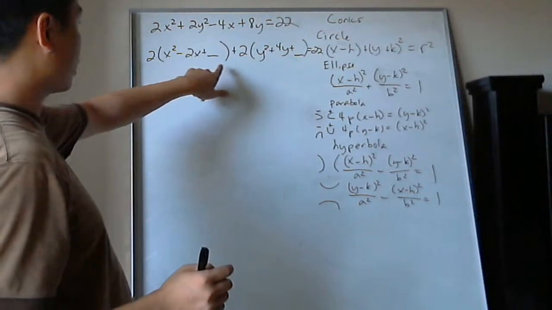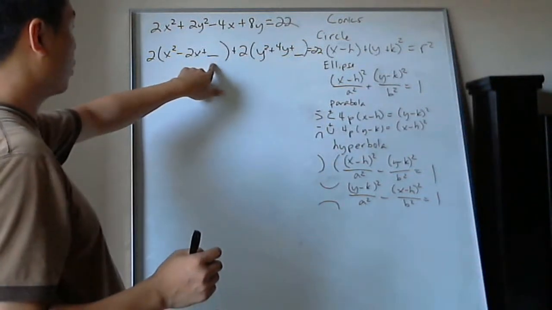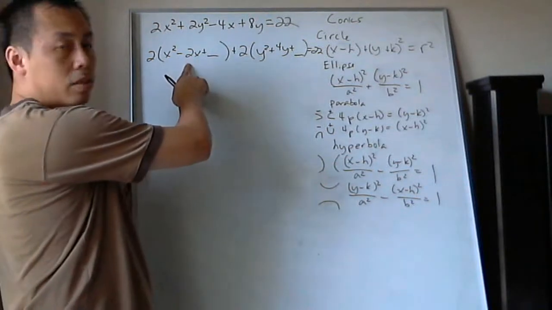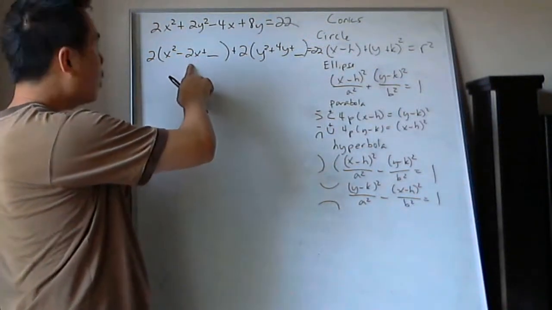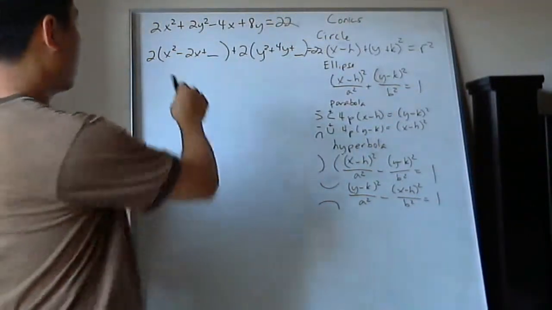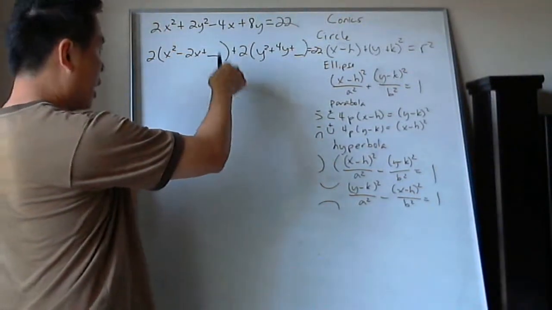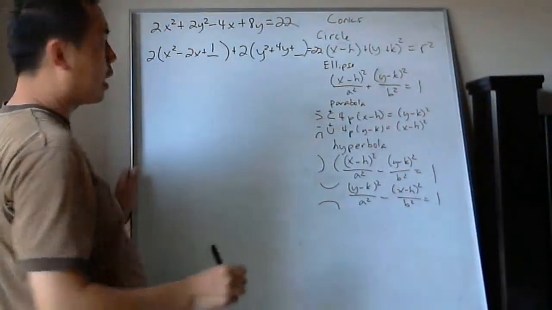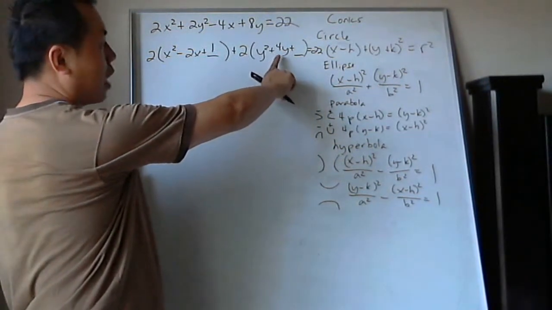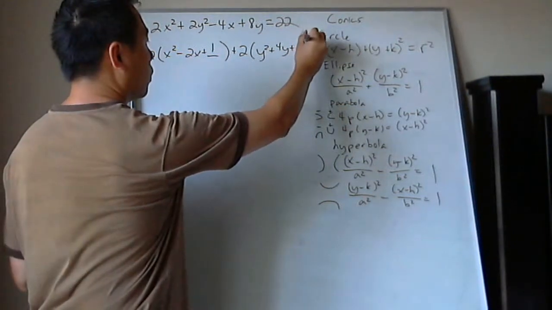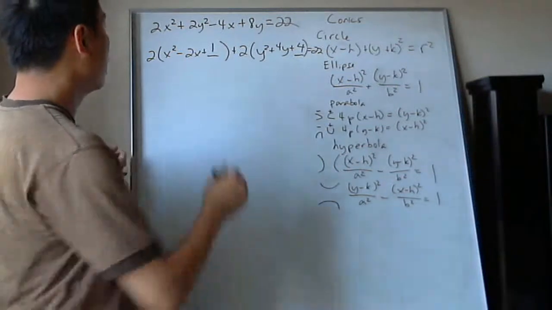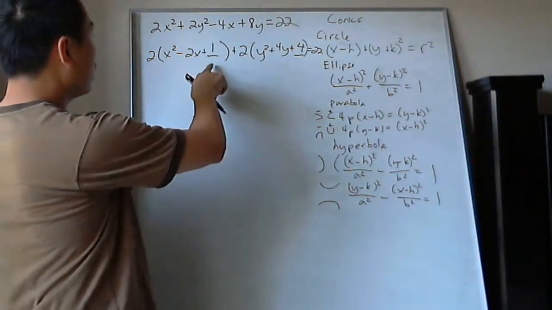So let me complete the square. So what I need to put in here to complete the square. The rule is, remember, you half the b, which is 2, and then you square it to find what term this is. So I have 2 here, and I square it, so you get 1. Here, you half the b, which is 4 here. 4 divided by 2 is 2, squared is 4. And I'm going to make a video on how to complete the square later on. That's a whole different chapter.